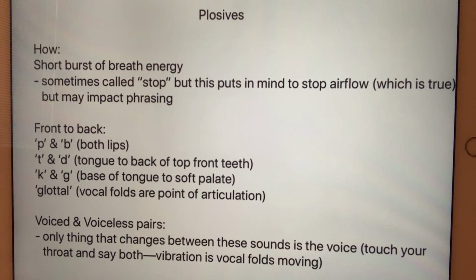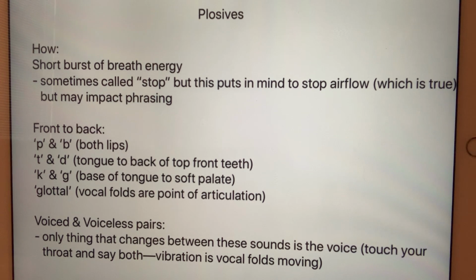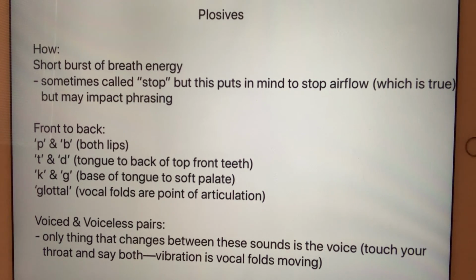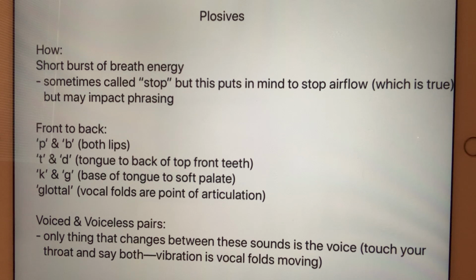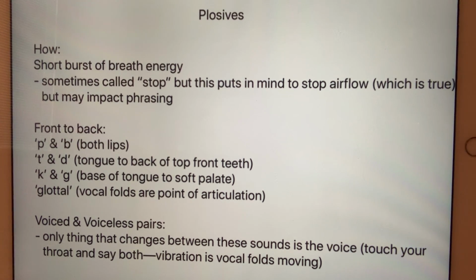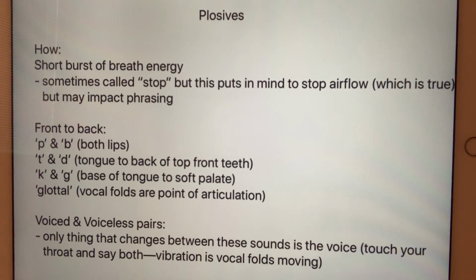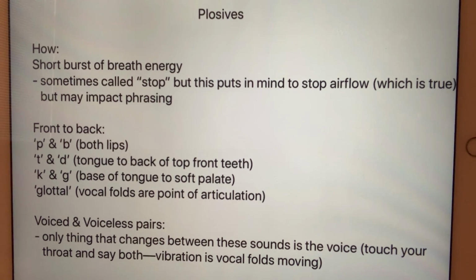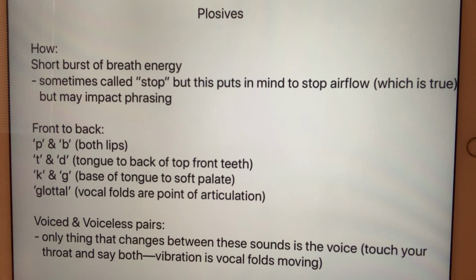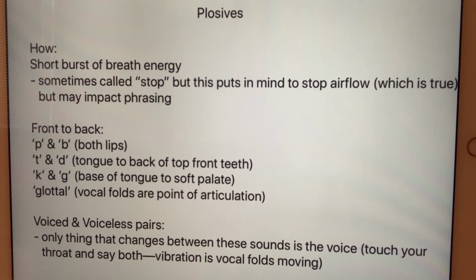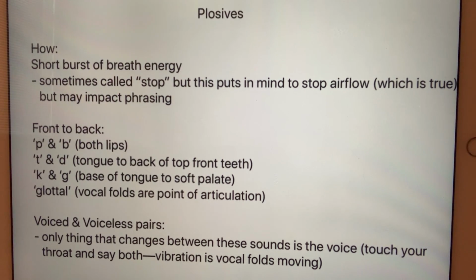Then we have T and D. Oh, there's our alveolar ridge again. The tongue comes up to the alveolar ridge and it taps it gently, just enough to stop the airflow and let it go again. So that's T and D, and those are alveolar sounds. K and G, that's a velar sound, or the base of the tongue coming up and gently touching the soft palate. And then you do have a glottal plosive sound. So that would be like, uh-oh. The beginning of that uh-oh is a glottal sound.